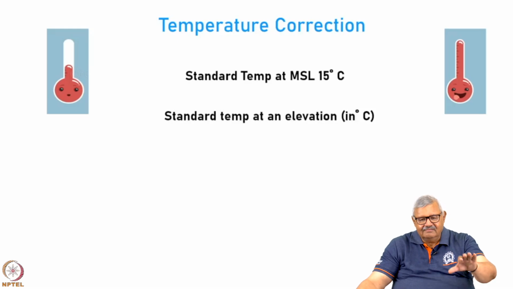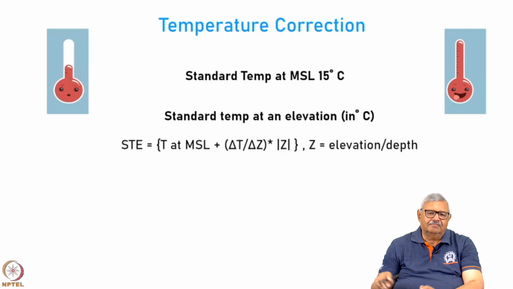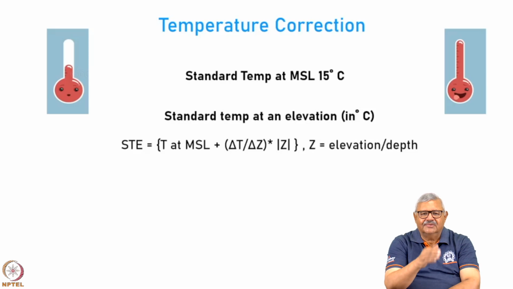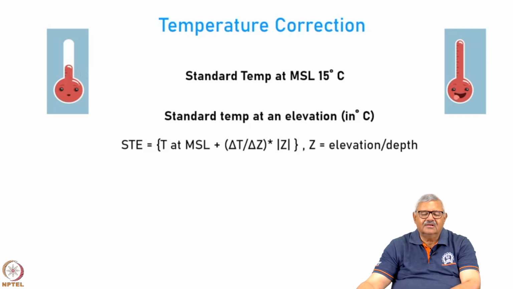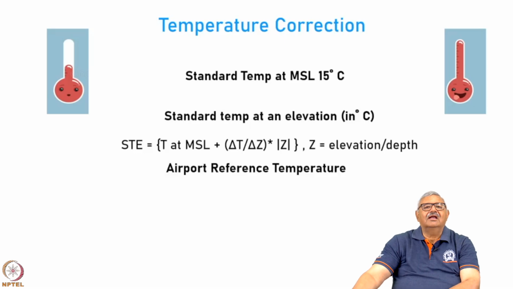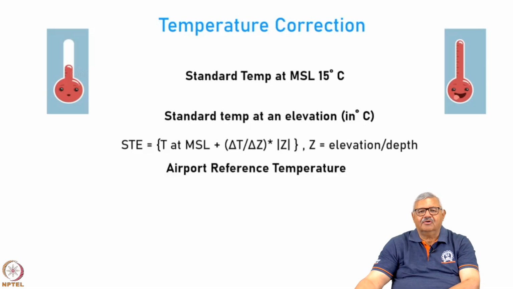So, at an elevation, the standard temperature at the elevation, STE, will be T at mean sea level plus delta T by delta Z, which is the lapse rate, into the altitude, which is the Z value. So, there is something called the airport reference temperature, or ART.